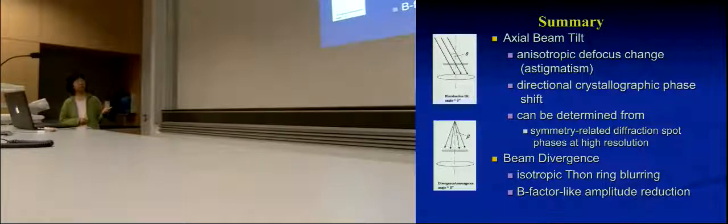And you can determine that from symmetry related to diffraction spot phase of high resolution diffractions. You don't want to do this for low resolution. So one thing that's in Richard's paper, he mentioned that they would do the tilt geometry refinement and all the origin shift refinements to a certain resolution, say 6 or 5 angstrom, and then use only the high resolution part to do the beam tilt refinement. This way, it's not going to try to change everything.